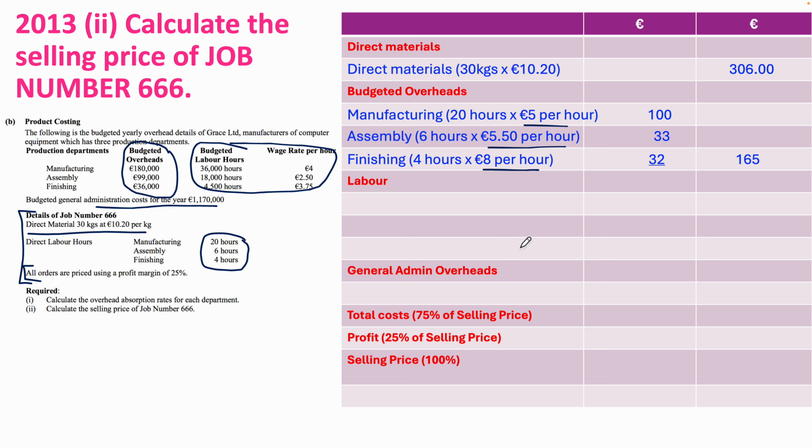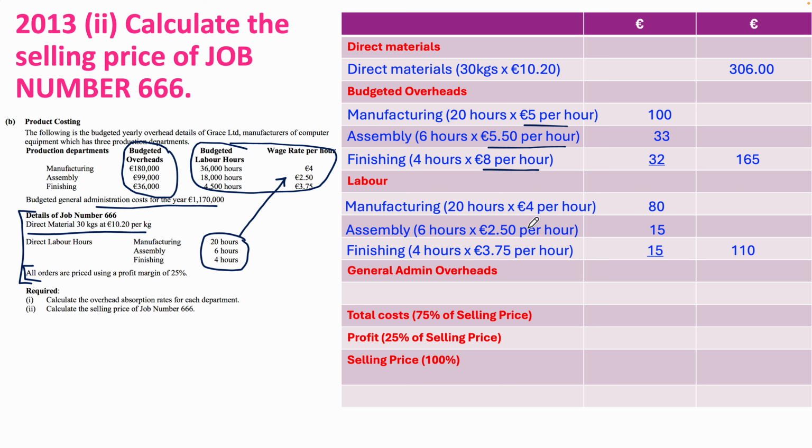Now, then the wage rate. So you've got the 20 hours, the 6 hours, and the 4 hours. So 20, 6, and 4 multiplied by €4 per hour in manufacturing, €2.50 per hour in assembly, and €3.75 per hour in finishing. Then we've got the general admin.